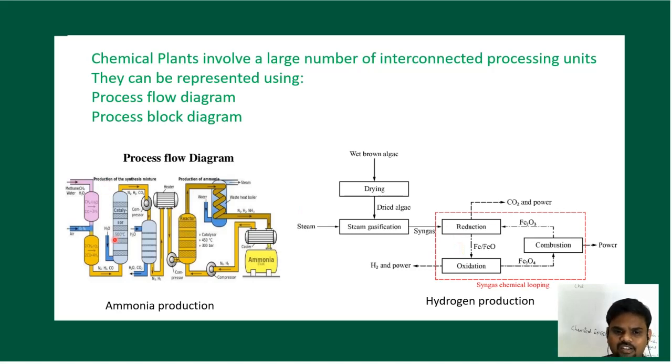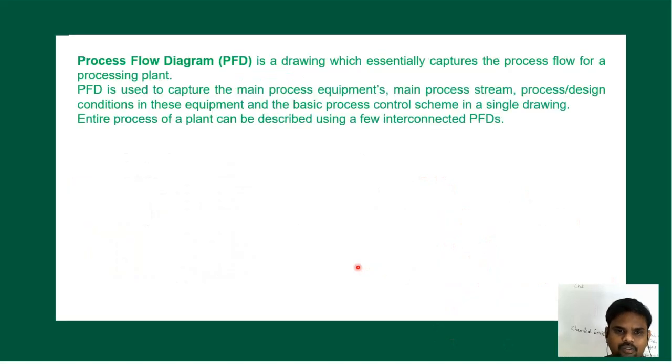Here it is a formal presentation. Here the block diagram is a semi-formal or an informal representation of the information. So essentially, a process flow diagram is a drawing which captures the process flow for a processing plant, a chemical processing plant or a manufacturing unit. Or in the case of a pharmaceutical unit, only mixing is there, right? Pharmaceutical, chemical plants, all that.